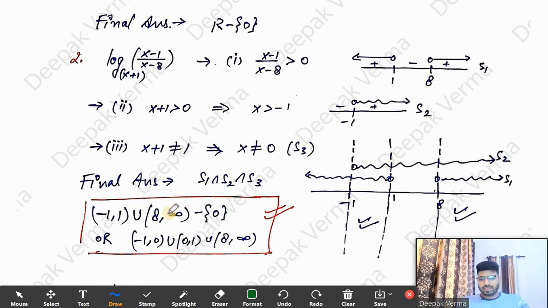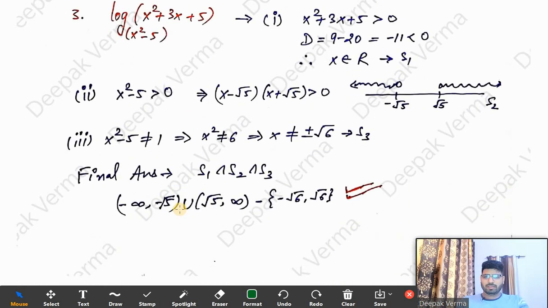Is it clear? Another way of writing, we can write minus 1 to 0, union 0 to 1. 0 is not included, therefore open, union 8 to infinity. We can also write like this. Is it clear? I hope you have understood.